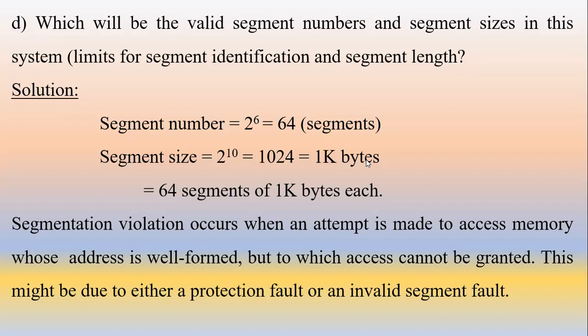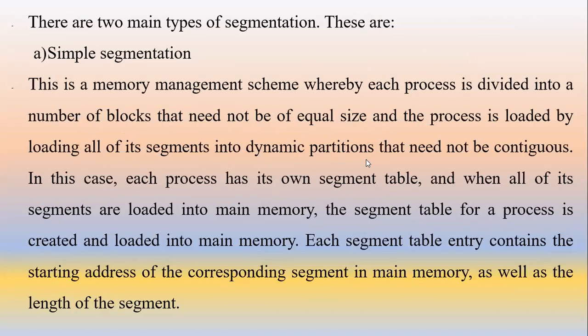Segmentation violation occurs when an attempt is made to access memory whose address is well formed, but to which access cannot be granted. This might be due to either a protection fault or an invalid segment fault. There are 2 main types of segmentation. These are simple segmentation.